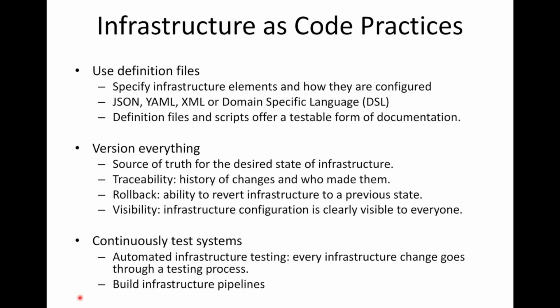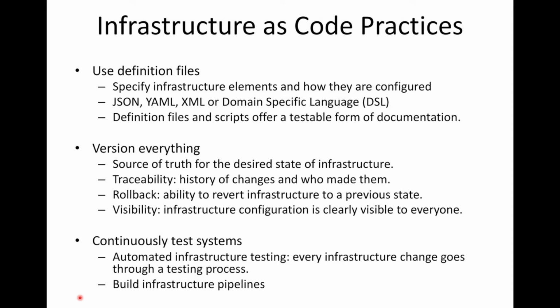It also allows us to revert our infrastructure. If we need to roll back a change that was made, we can do that by simply reverting back to a previous commit in our Git repository. And the visibility that this affords is tremendous, because now our infrastructure configuration is visible to anybody who has access to the Git repository.